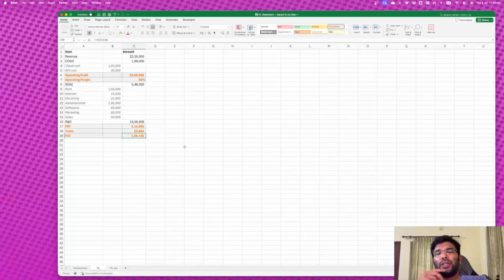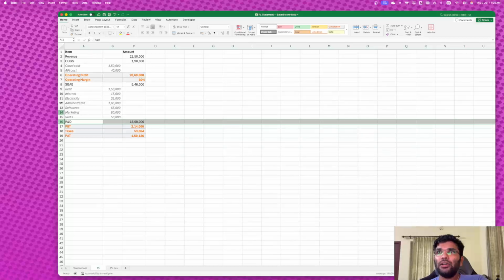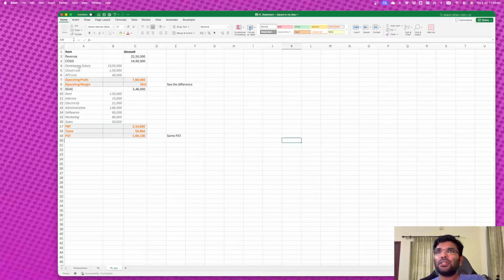Let's take a slightly different example where instead of putting R&D under SG&A, you're putting R&D under cost of goods sold because you assume the developer salaries are required for the product. The same numbers, if you move this R&D from here to the COGS, let's see what happens. I've already prepared the version of that. It's the same number, just that the developer salaries has been moved to the top. What happens is your operating profit, which was about 20 lakh earlier, dropped drastically. Now you only have a margin of 34%, whereas earlier you had a margin of about 92%. Your final profit after tax remains the same.